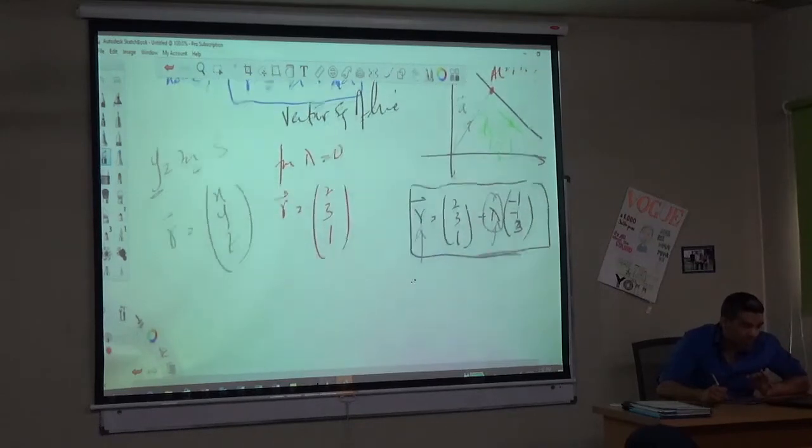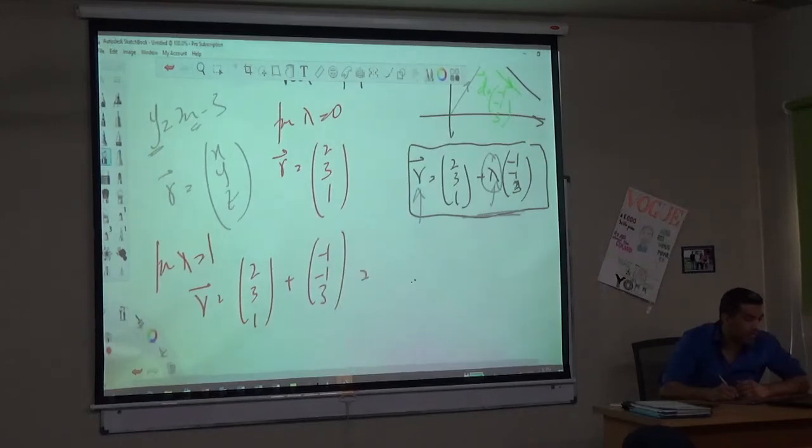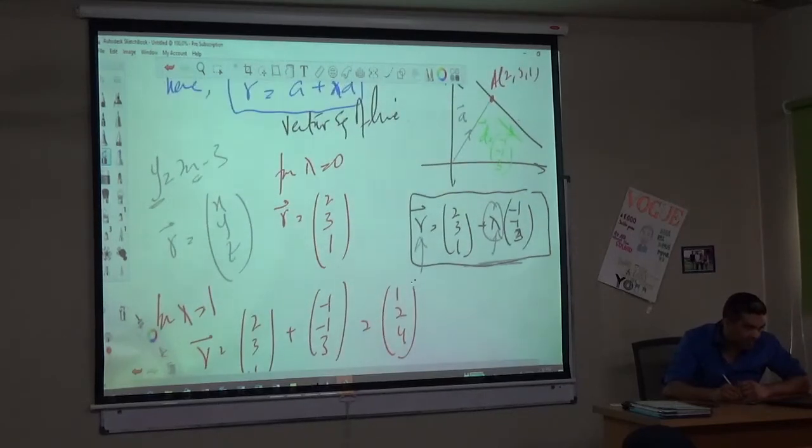If I put lambda as 1, for lambda equal to 1, what do I get? 1, 2, 4. Okay, so 2, 3, 1 plus 1 times this, which is -1, -1, 3. I'm getting the answer 1, 2, 4. That means there is a point on the line whose coordinates are 1, 2, 4. So I found a point on the line.